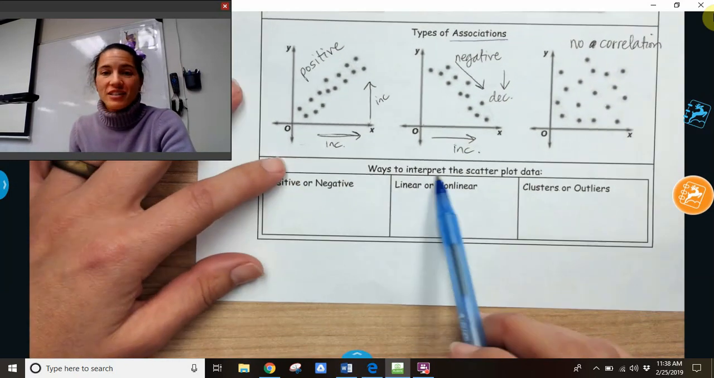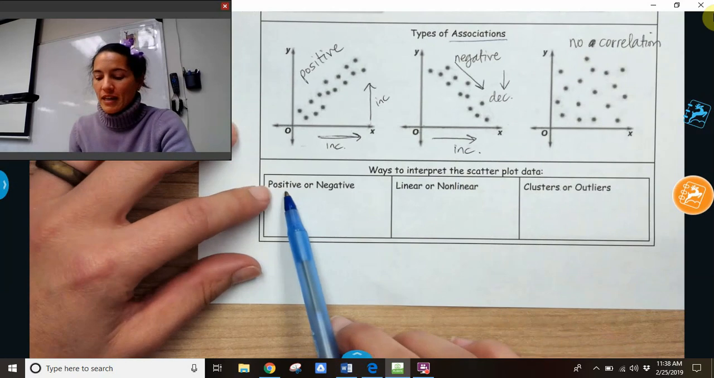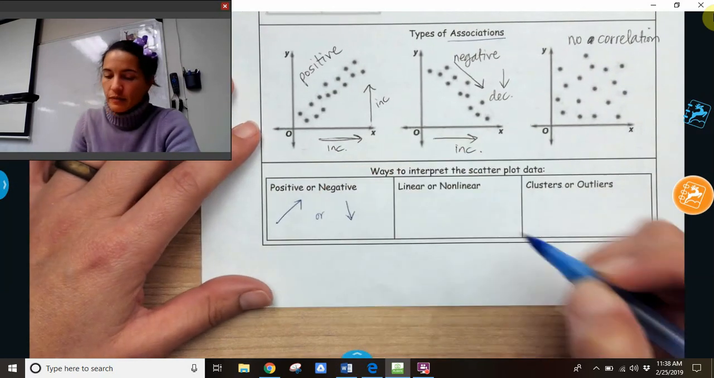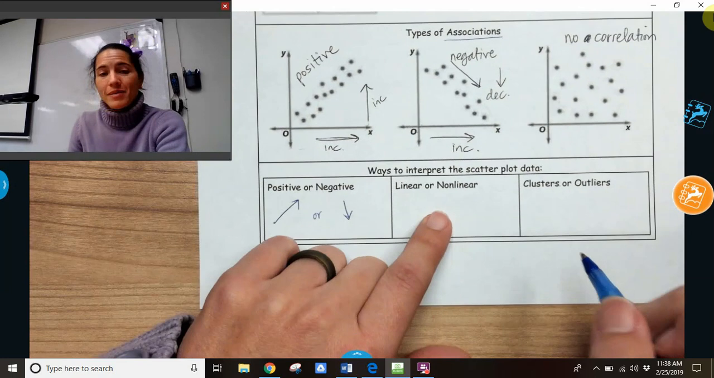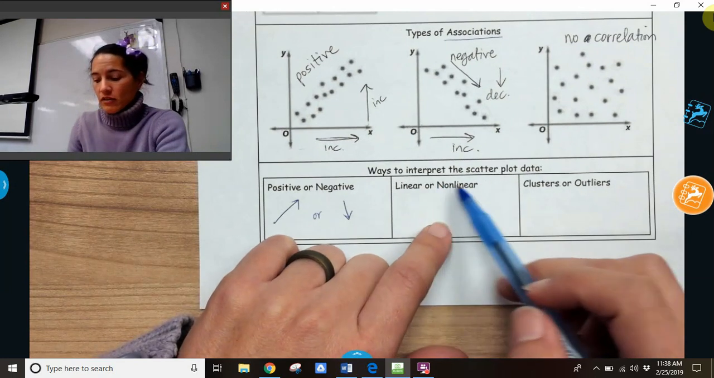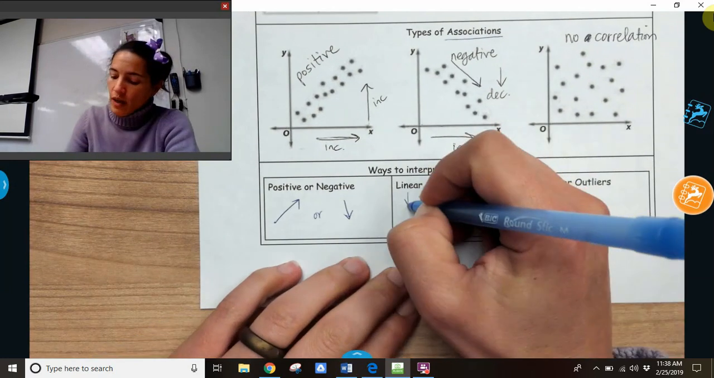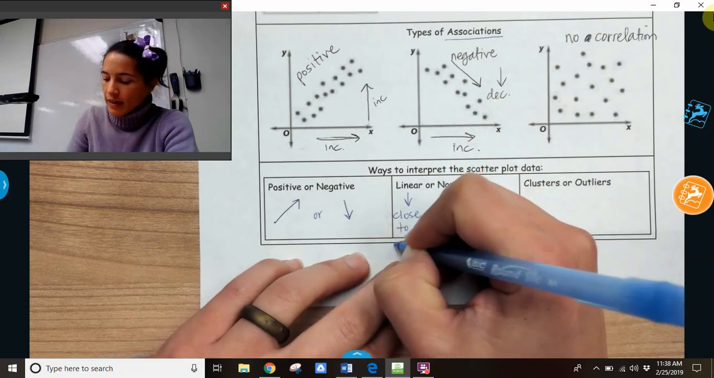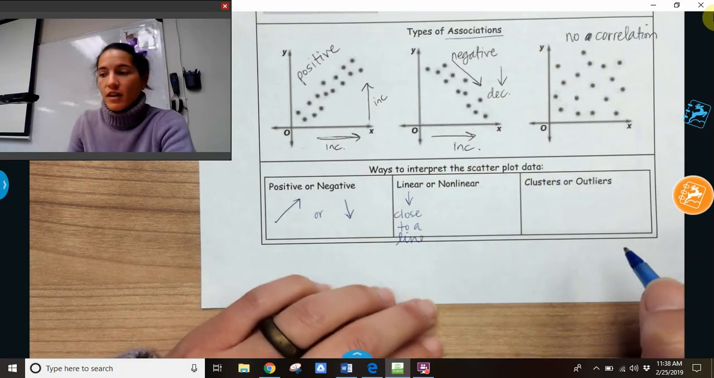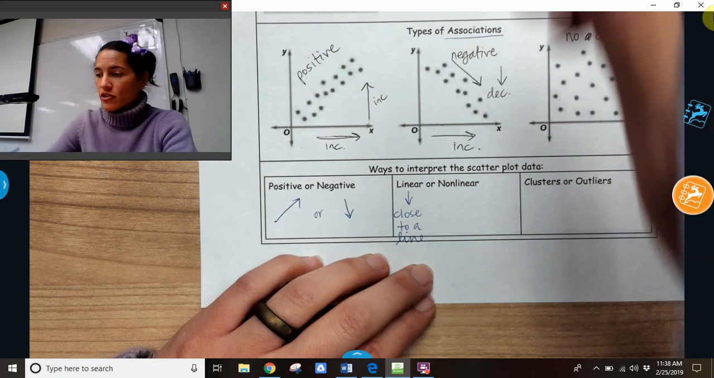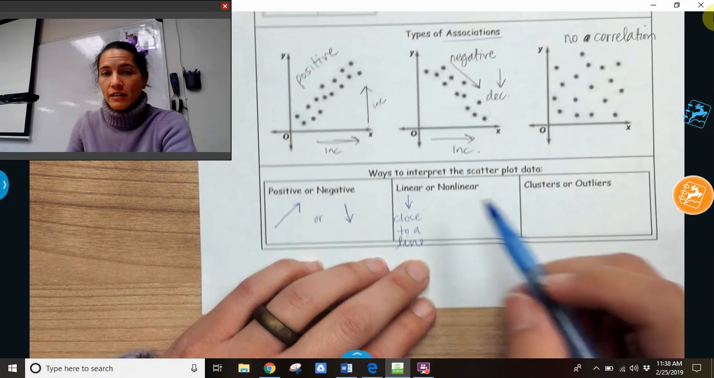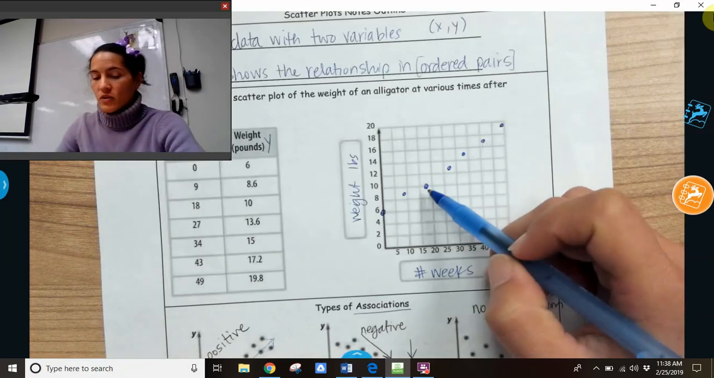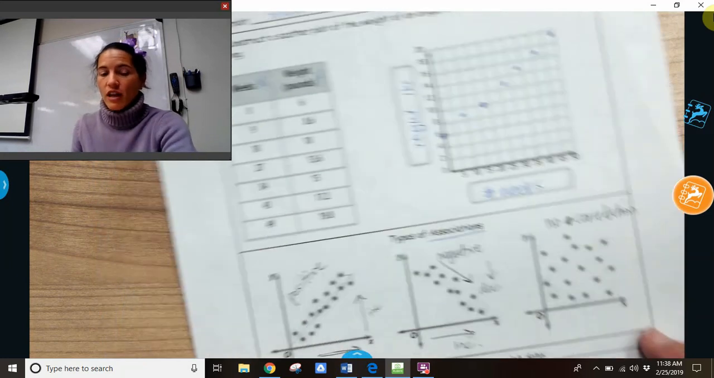And then other ways to interpret your scatter plot data would be, okay, so we talked about positive or negative. Maybe it's linear or nonlinear. So if your dots look close to a line, then it would be a linear association, like they're lying in a line. For example, this one would be linear because they look like they're lying close to a line.